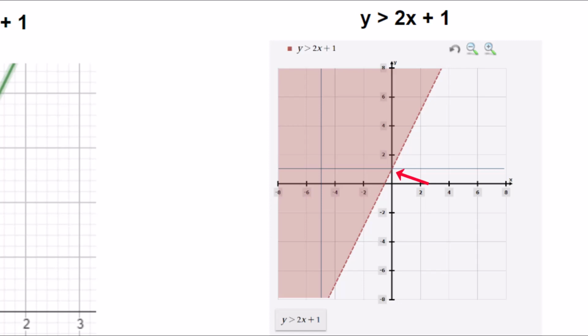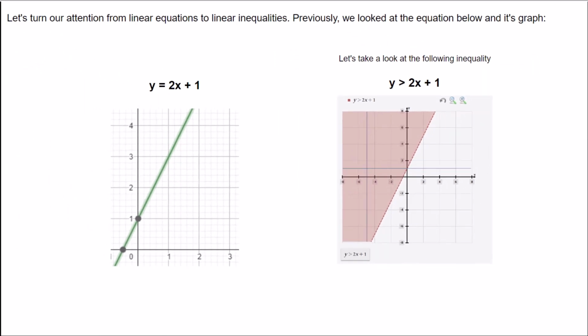If you said no, then you're right, because this is a greater than inequality, not a greater than or equal to. So again, taking a look at x is equal to 0, we see that y can be greater than 1, but not equal to it. That's why we have a dashed line here. And we're going to go through this a little more thoroughly in a few minutes, so don't worry. We're just making some observations right now. So when x is equal to 0, we know that y can be greater than 1, but it can't equal 1, hence the dashed line.